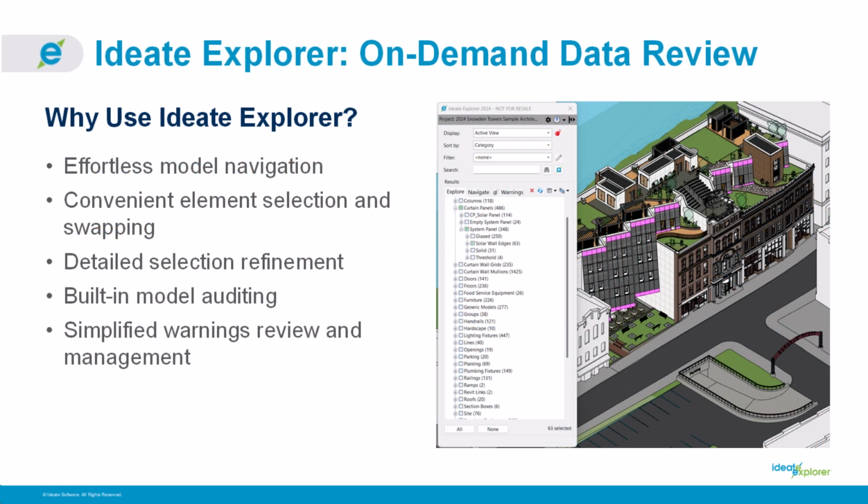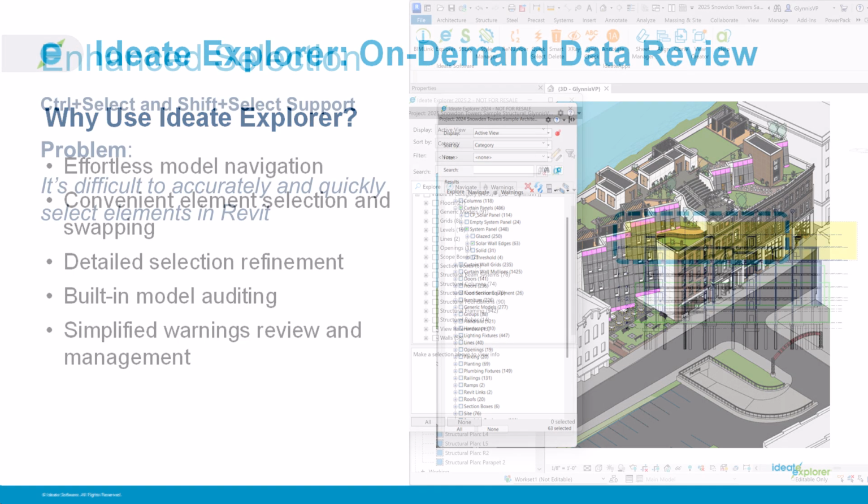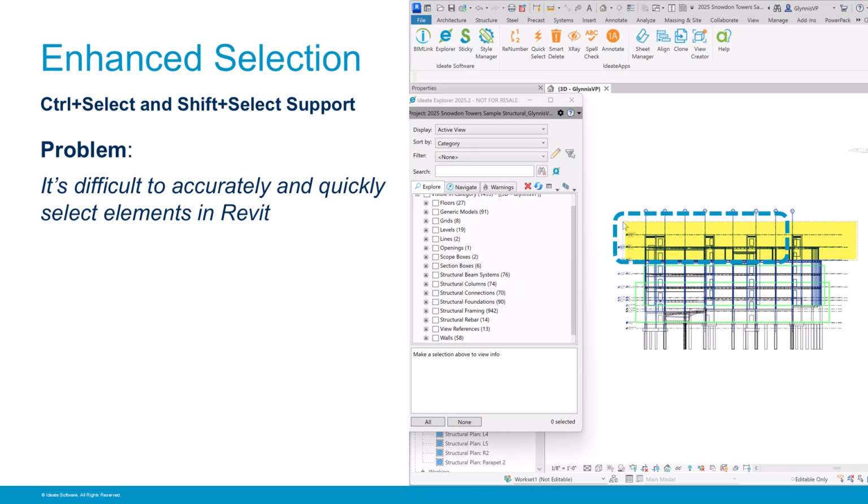Ideate Explorer is a true project model browser. It shows you every instance of the Revit building element. It allows you to easily understand your model and make powerful edits by swapping components, updating information, auditing elements and reviewing Revit warnings. In this release, we've enhanced element selection.